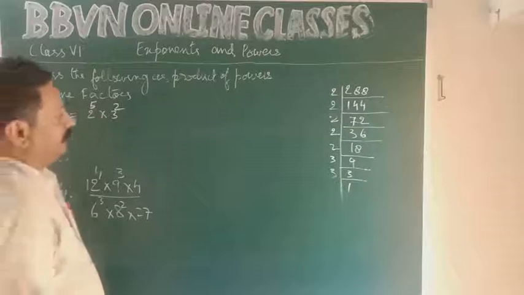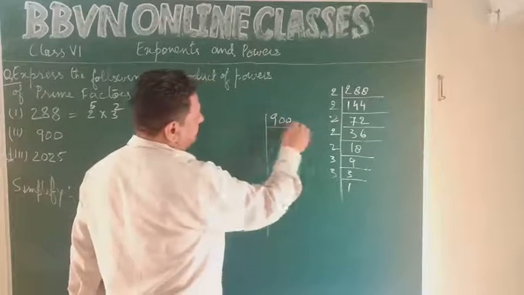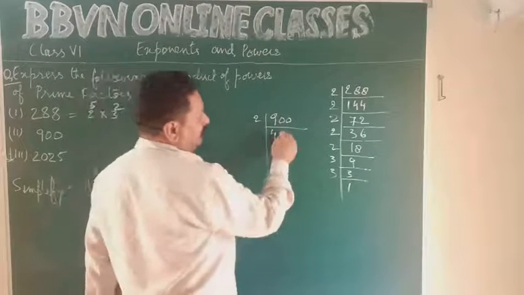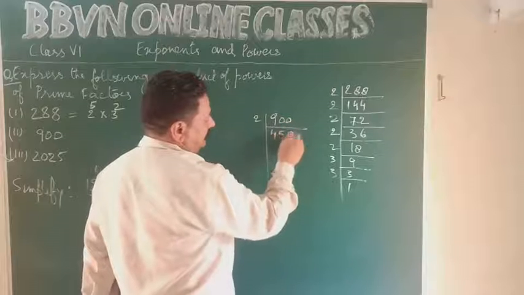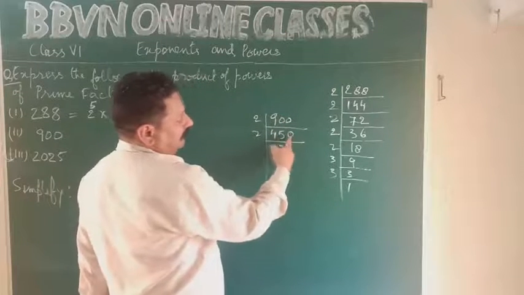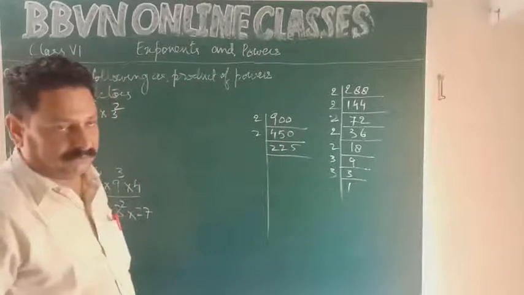In the same way, you have 900. How can we express it? 2 goes 4 times in 9, 2 4s are 8, 1 remainder, 1 and 0, 10, 2 5s are 10, that is 0. 2 2s are 4, in 5, 2 2s are 4, 1 remainder, 1 and 0, 10, 2 5s are 10. Now it is not divisible by 2.